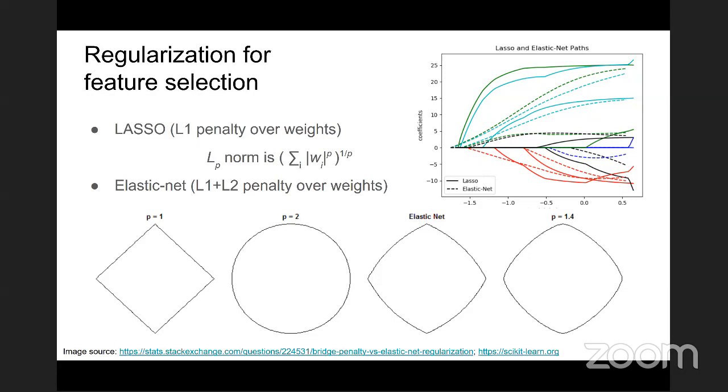This L1 norm is in a family of norms called LP norms. What is LP? LP is the sum of mod of W to the power P for all variables, and then you sum them up and you take the 1 by P power.